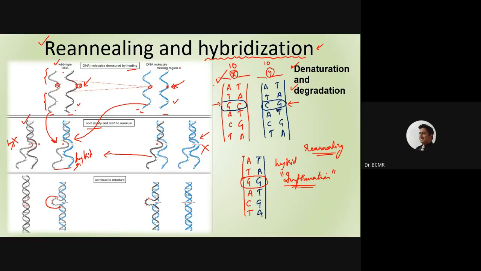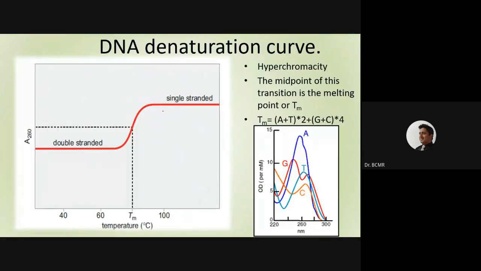Okay, I hope you understood these things, dynamics. It will be useful in understanding, especially when we come to discuss mutation, repair, and so on. These kinds of information or the terms are important. The denaturation curve, which is a nice experiment actually, if one is trying to do it.